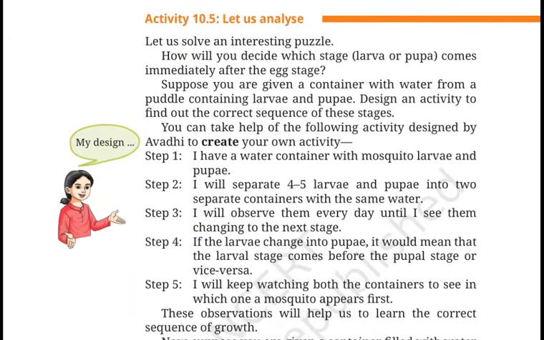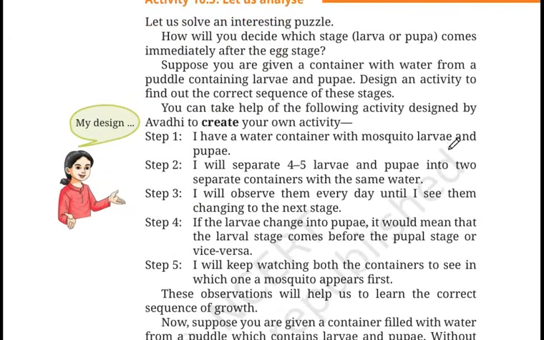Now here we have an activity, let us see activity 10.5. Let us solve an interesting puzzle. How will you decide which stage, larva or pupa, comes immediately after the egg stage? Suppose you are given a container with water from a puddle containing larva and pupa. Design an activity to find out the correct sequence of these stages.